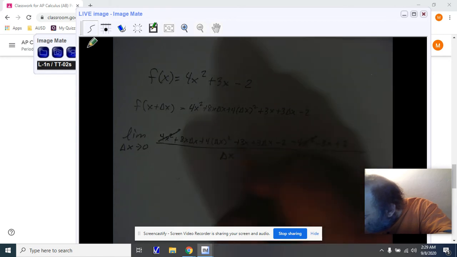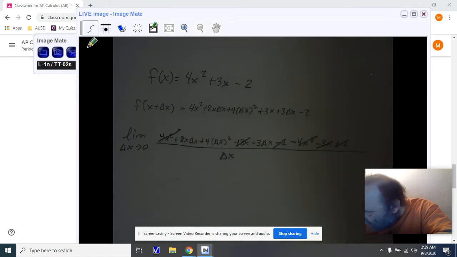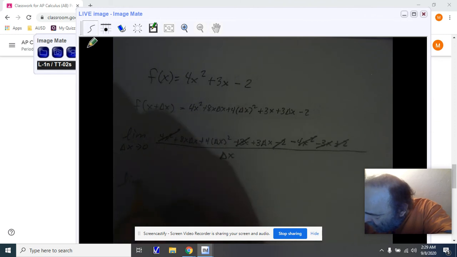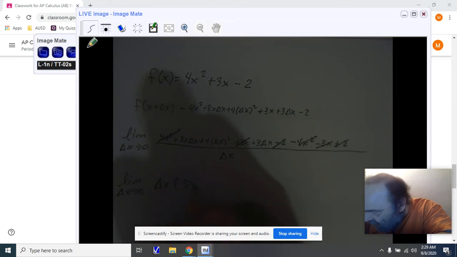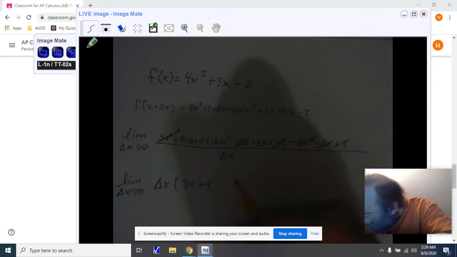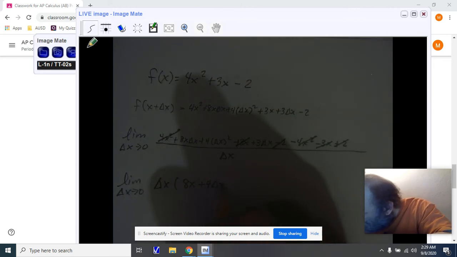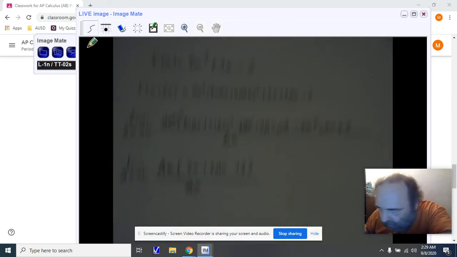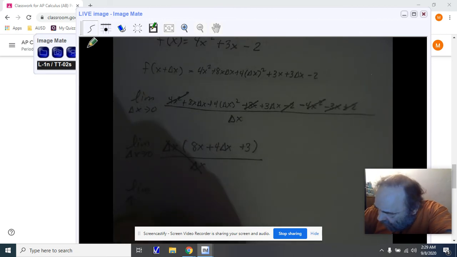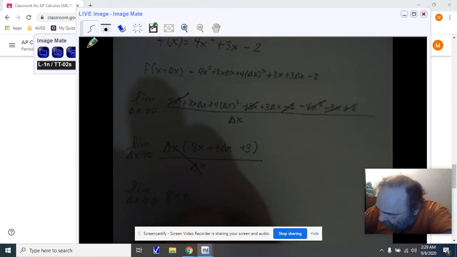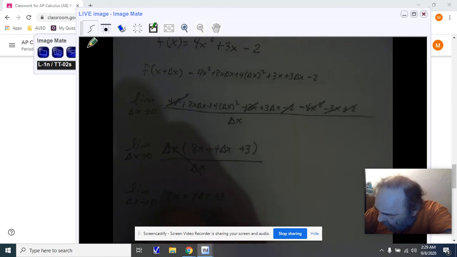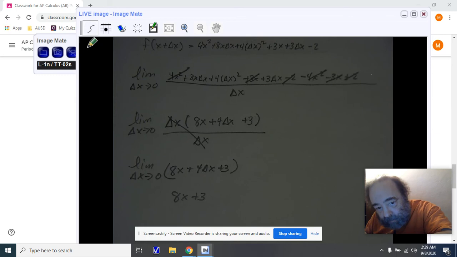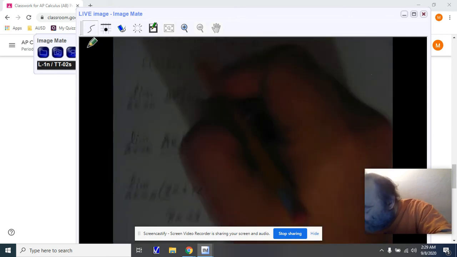The 4x squared cancels, the 3x goes away, the negative 2 goes away, and we're left with the limit as delta x approaches 0. We factor out the common GCF of delta x, leaving us with 8x plus 4 delta x plus 3 all over delta x. Look at what we got. The limit as delta x approaches 0 of 8x plus 4 delta x plus 3, and our answer is 8x plus 3. So, right here, the pattern held.